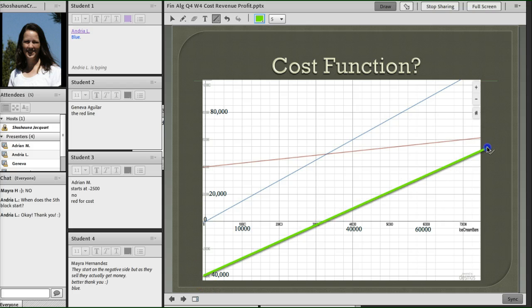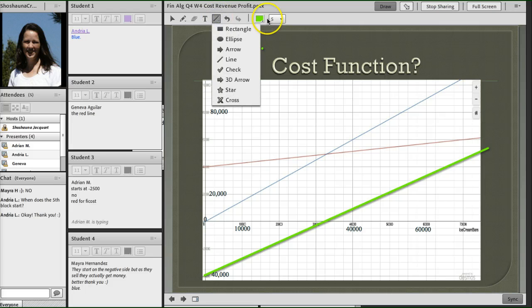Oh, totally made that awesome. I gotta change colors.